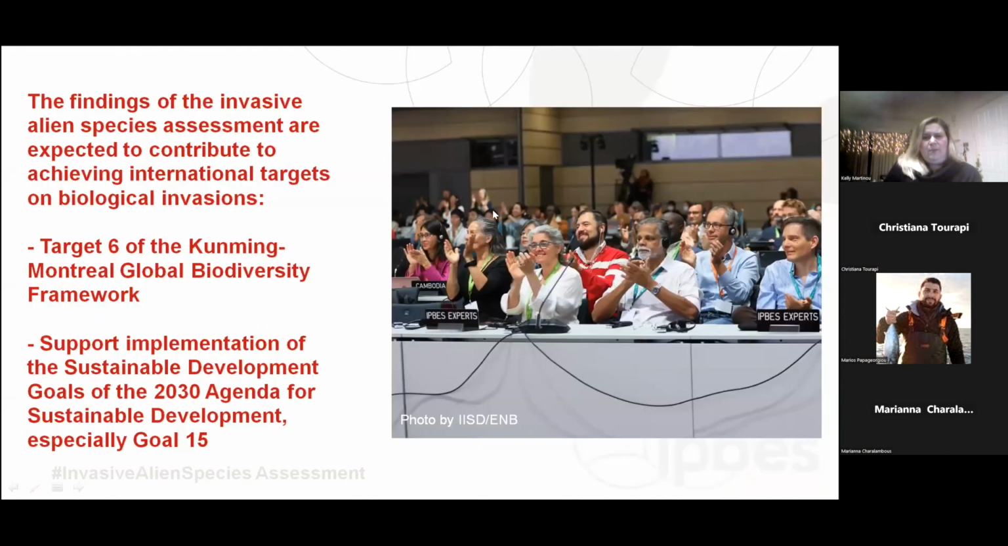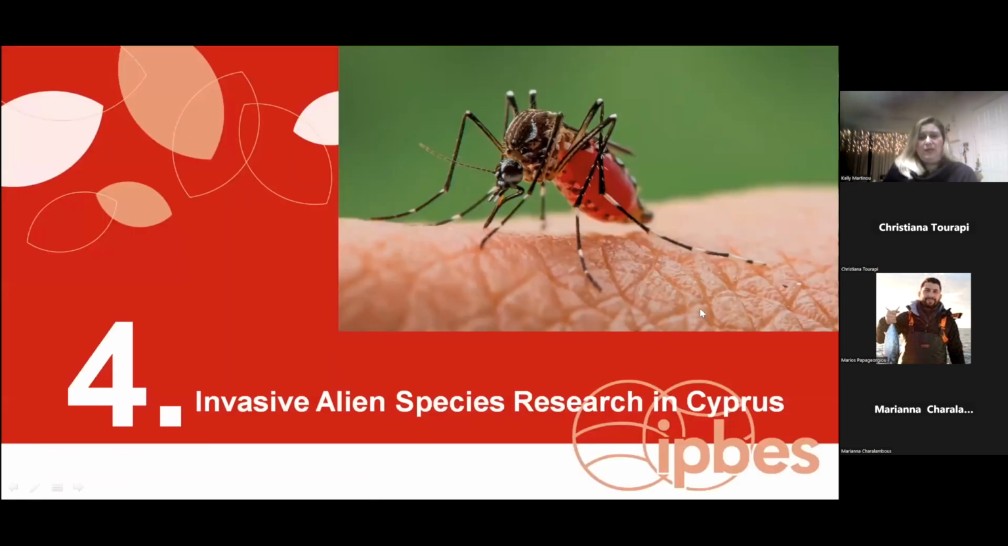So, the expected impacts of the report. The findings of this report will contribute to achieving international targets on biological invasions, such as target 6 of the Kunming-Montreal Global Biodiversity Framework, but also target 15 of the Sustainable Development Goals Agenda. And these are some of the lead authors of the assessment. The assessment had to go through many governments, more than 100 governments, in order to be approved. So this was a big moment.